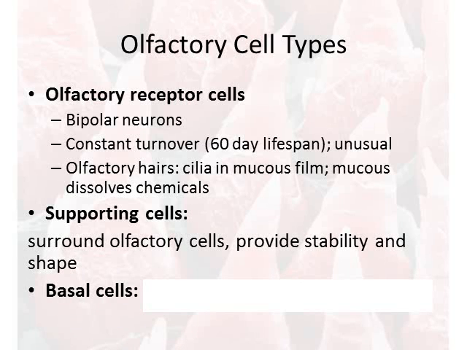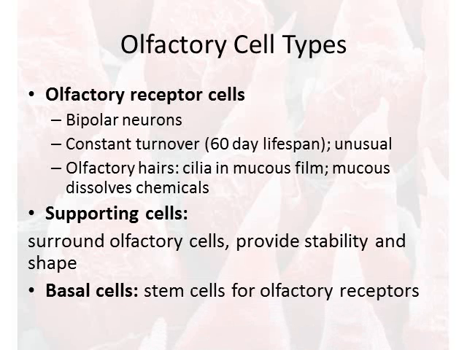And then we also have supporting cells. These surround the olfactory cells and provide some stability and shape. And then again, we have basal cells, which are the stem cells that are going to replace the olfactory receptors when they need to be replaced.